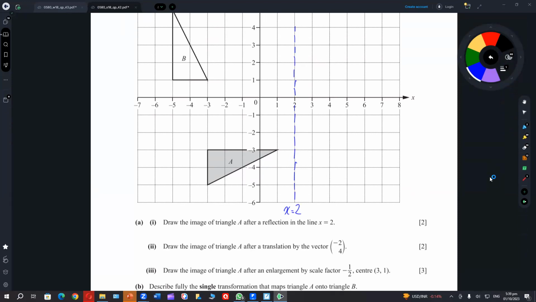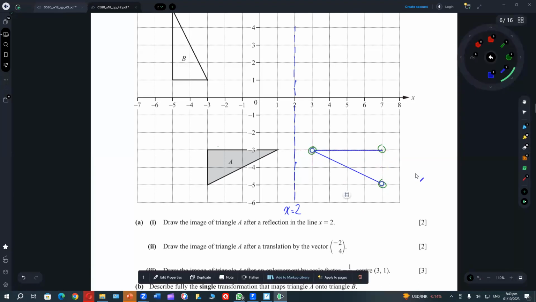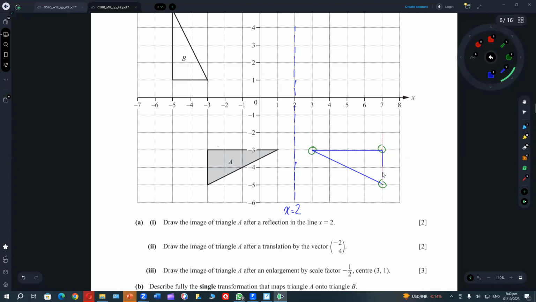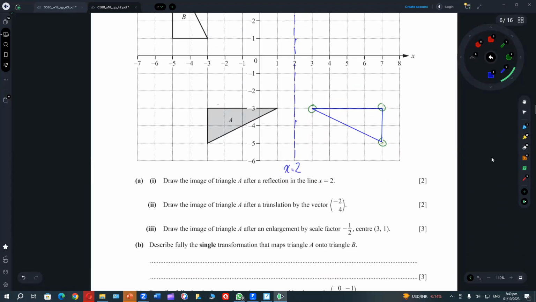How can we reflect it? Count the boxes and move it forward. Okay. This is A part 1.